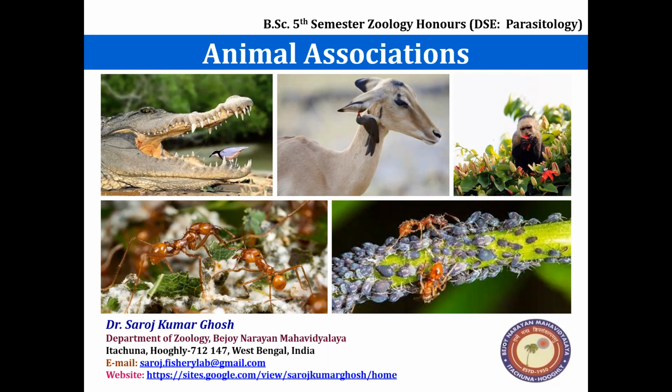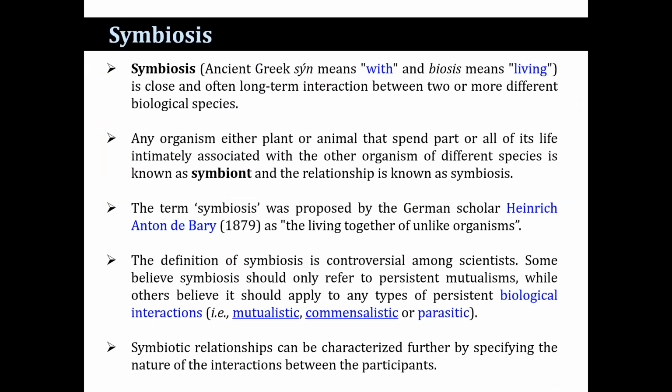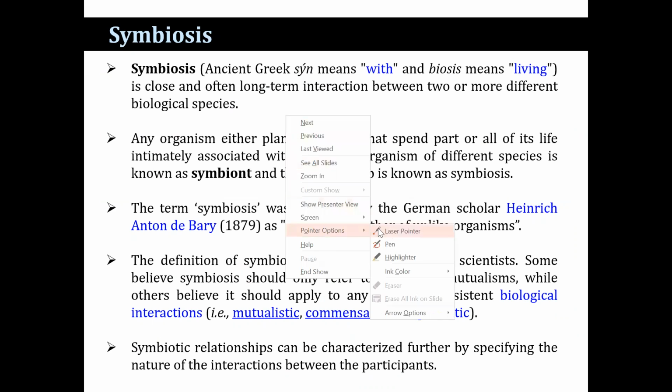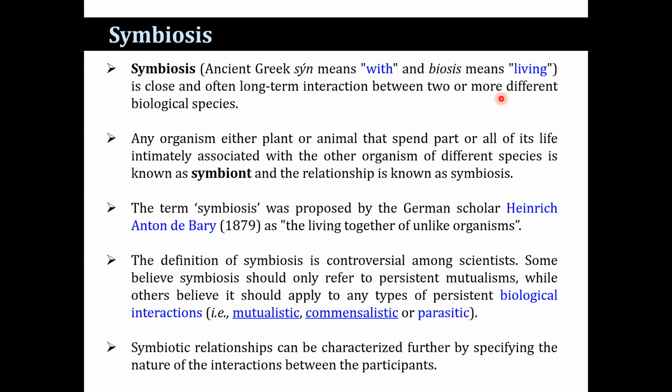We will discuss the topic of animal association. What is symbiosis? Symbiosis comes from the Greek words syn, meaning with, and biosis, meaning living. Symbiosis is a close and often long-term interaction between two or more different biological species. Two or more different biological species, that is important.